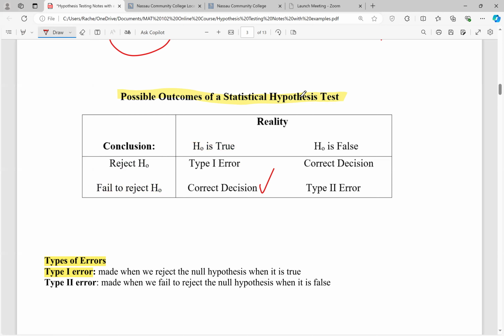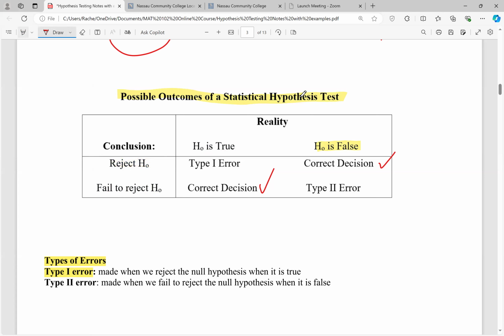What if the null is false and we reject the null? If something is false, you don't want to keep it. You want to get rid of it. We call it rejecting. So that's a correct decision. If the null is false and we reject the null, we did the right thing.